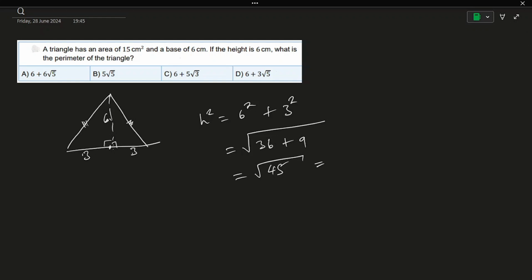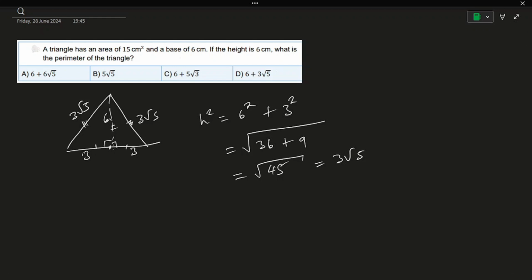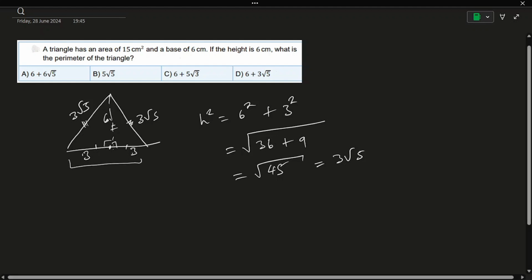And root of 45 simplifies to 3 root 5, like that. So we know that this is 3 root 5. And this is also 3 root 5 because we just saw that it's 3 and 3 and this is the same height. So these triangles are actually congruent. So these two triangles are congruent, which means all their sides will be, we have 3 root 5 right there.